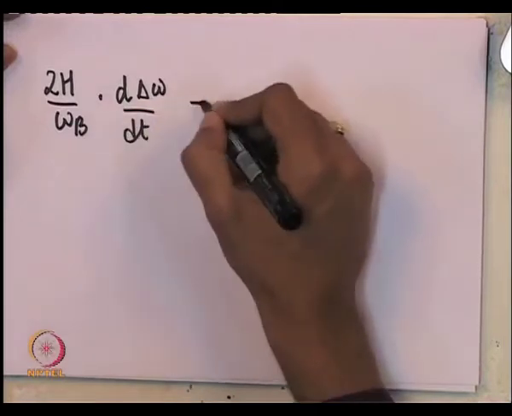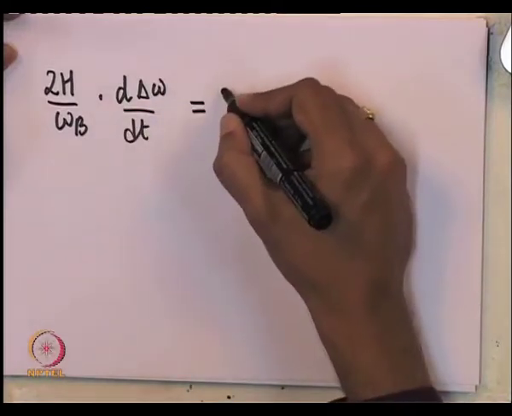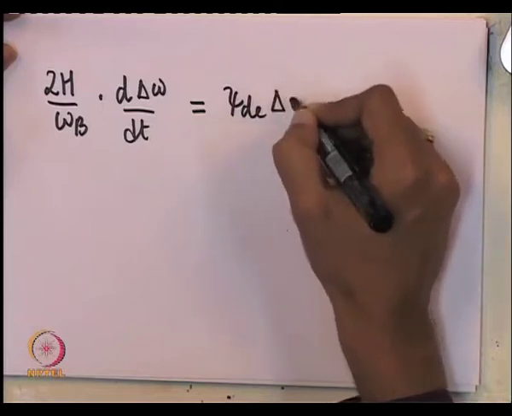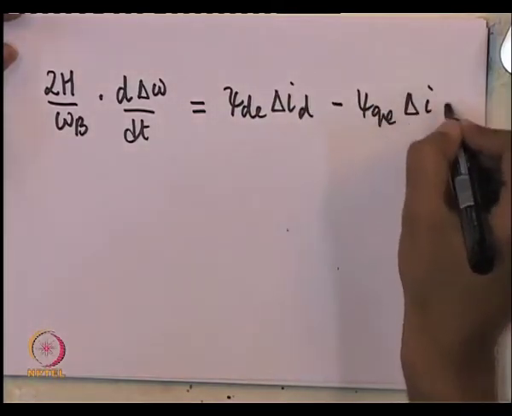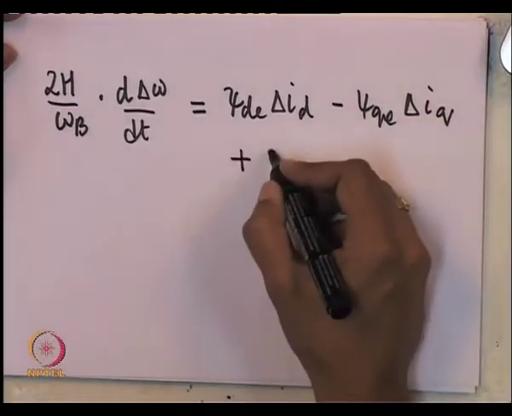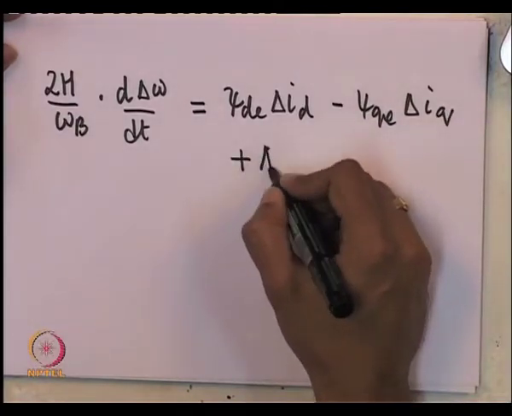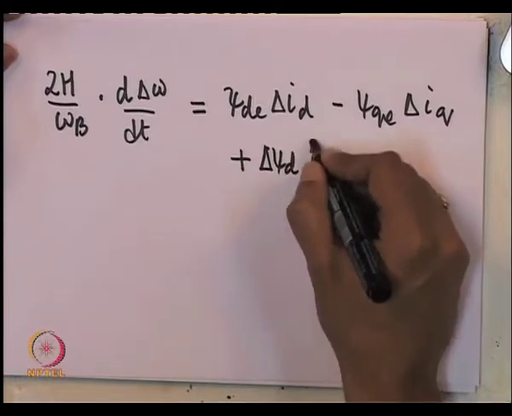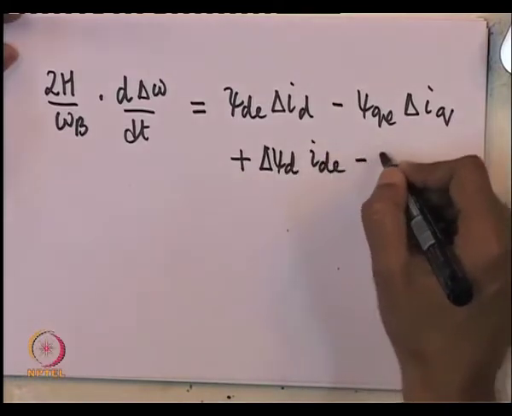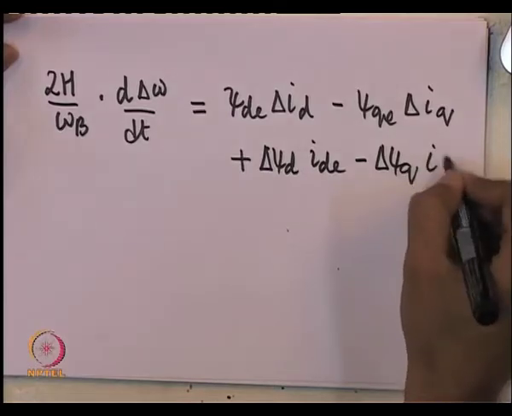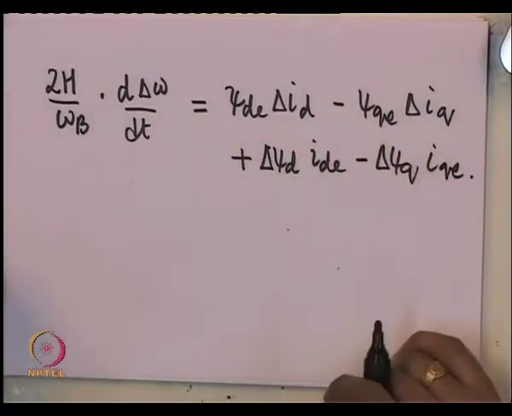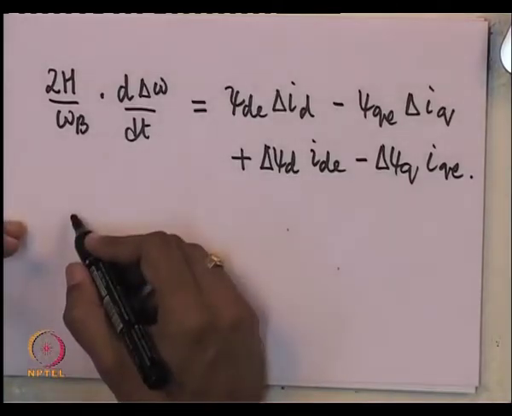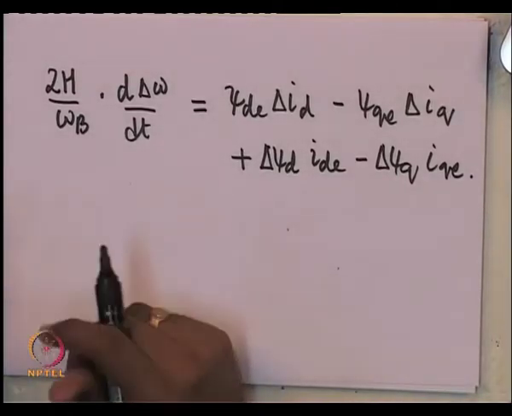If you assume that T m is a constant, in fact, you can write this as psi d e delta I d minus psi q e delta I q plus delta psi d I d e minus delta psi q I q e. Okay. So, this is just an example of how you can do linearization. You can in fact linearize the d psi d by dt equation and the d psi q by dt equation in a similar fashion.